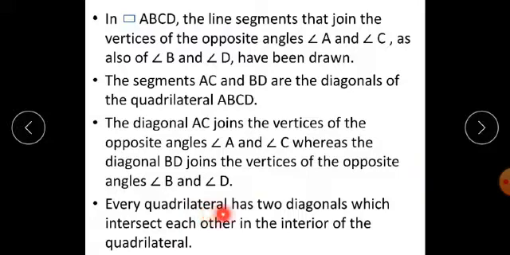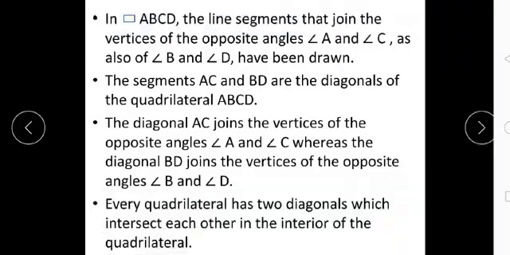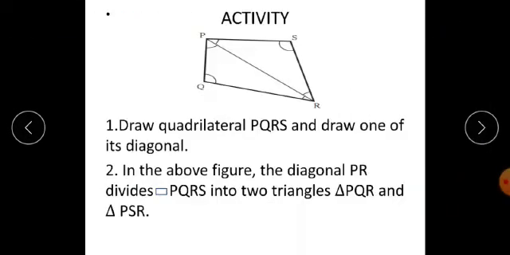Therefore, every quadrilateral has two diagonals which intersect each other in the interior of the quadrilateral. Now, these are all the important terms related to the quadrilateral.